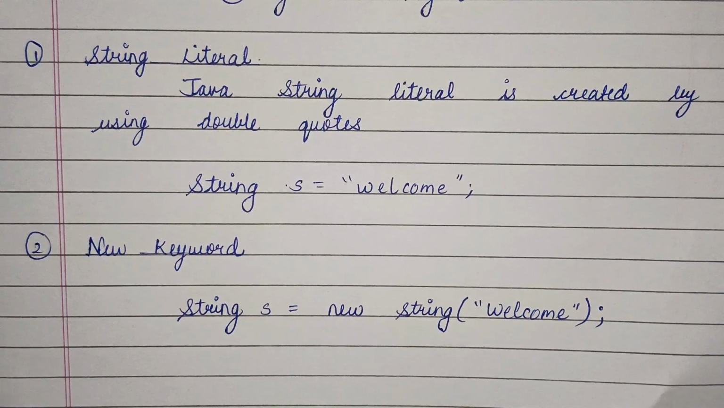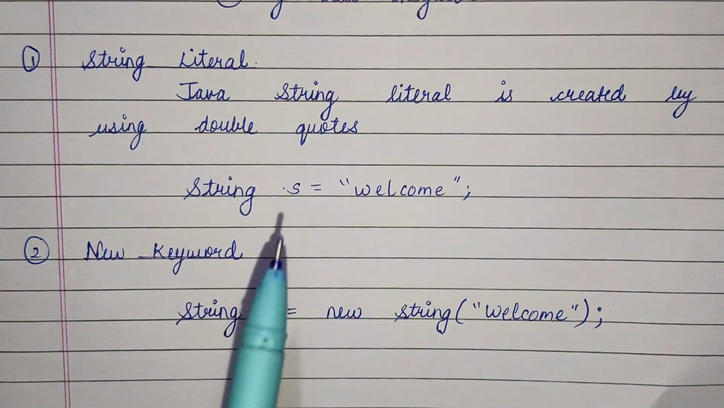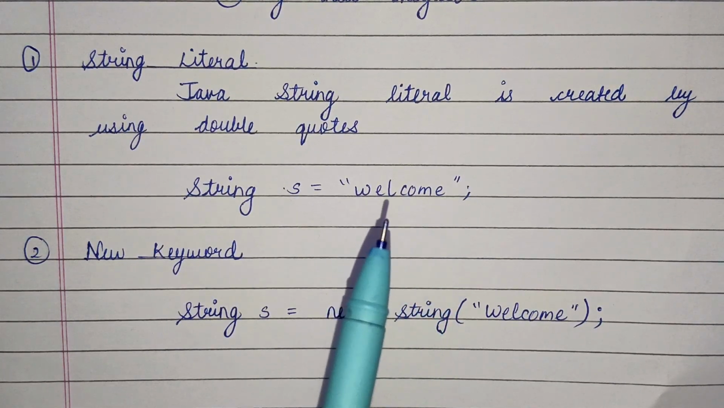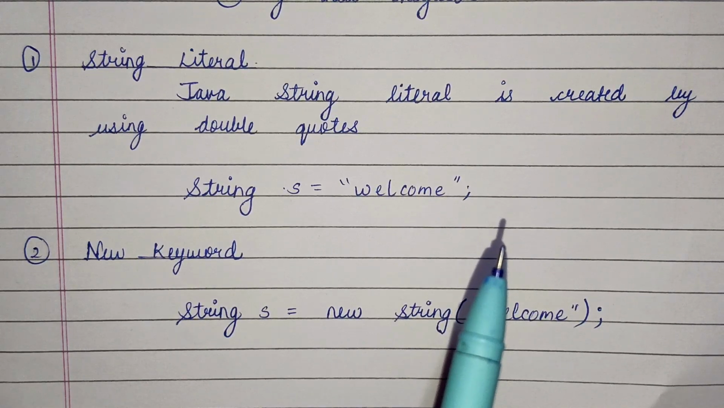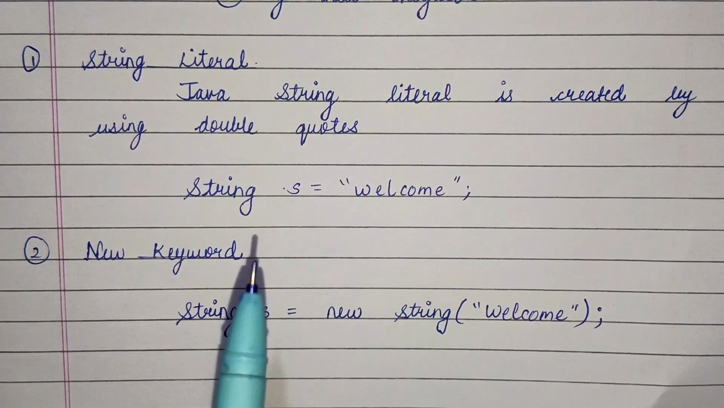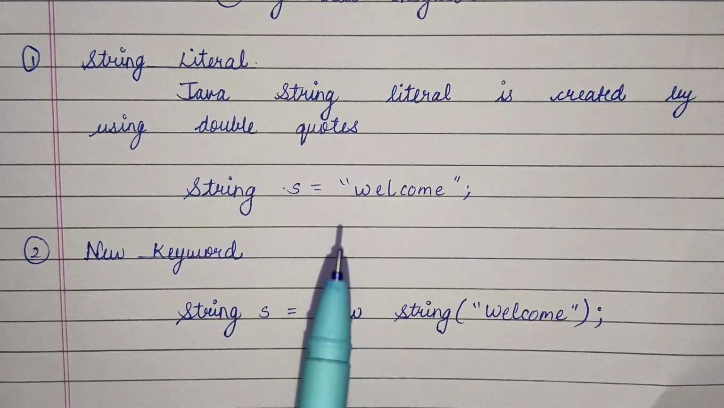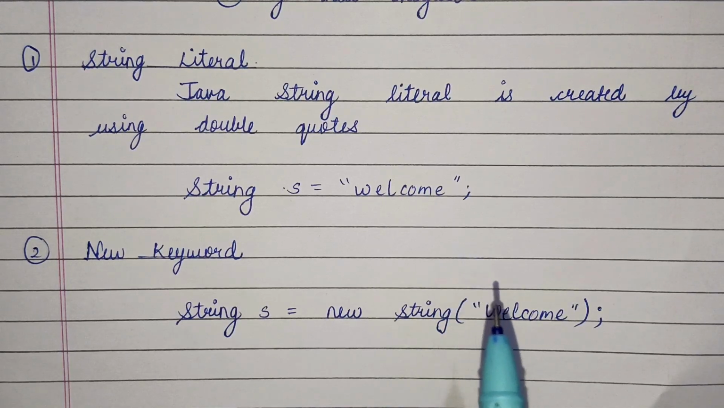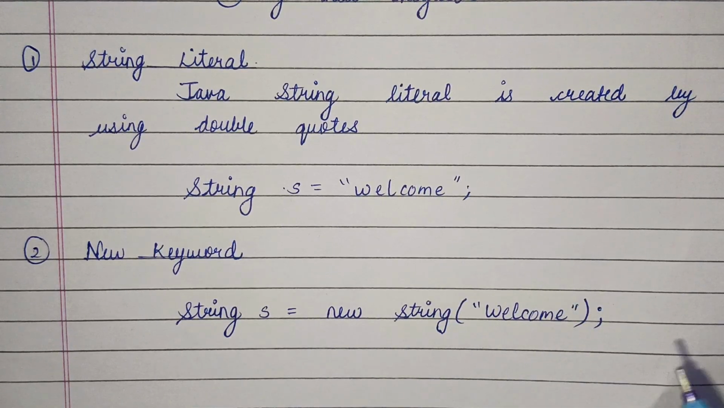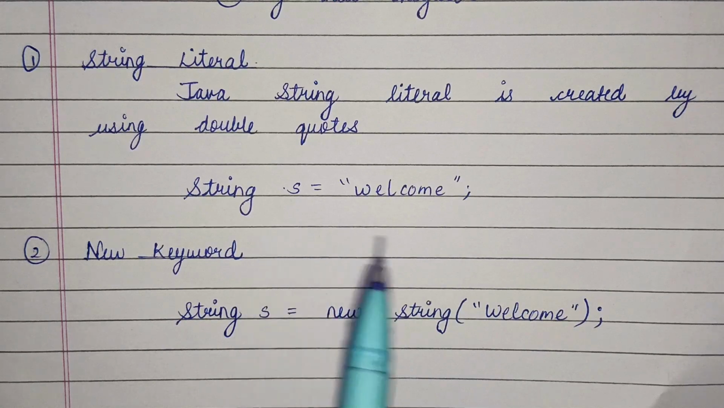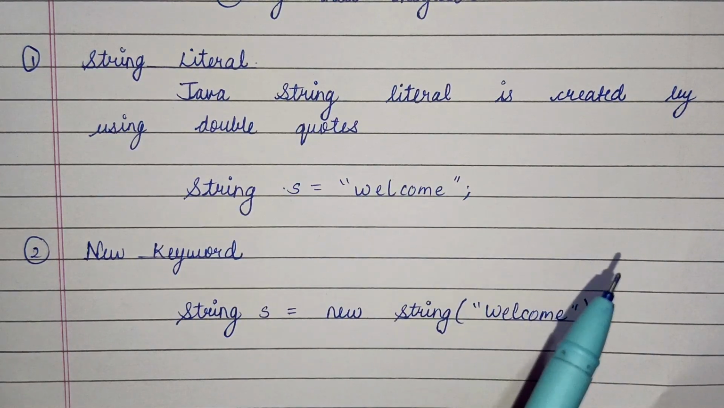Let's see both the types in detail. So let's start with string literals. Each time you create a string literal, the JVM checks the string constant pool first. So what is meant by the string constant pool? String constant pool is basically a special type of memory area where string objects are stored. So the JVM checks in the string constant pool first.